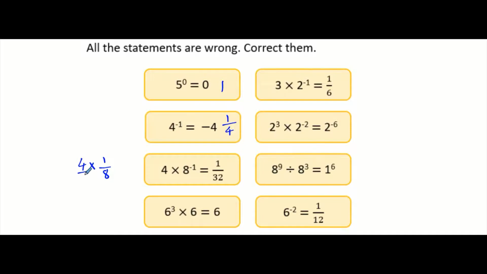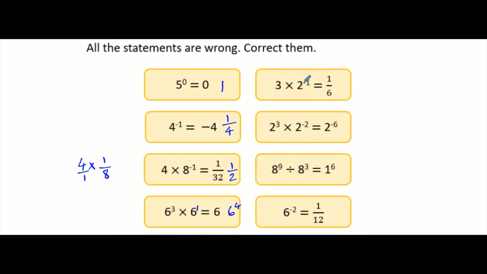which is 4, you could think of it as 4 over 1, times 1 over 8, 4 over 8, which would be a half. Now 6 cubed times 6, I'm not sure how they've got equals 6 there, any number just on its own, we could write that as 6 to the power of 1. So 6 cubed times 6 to the power of 1, if we add the powers, we would get 6 to the power of 4.